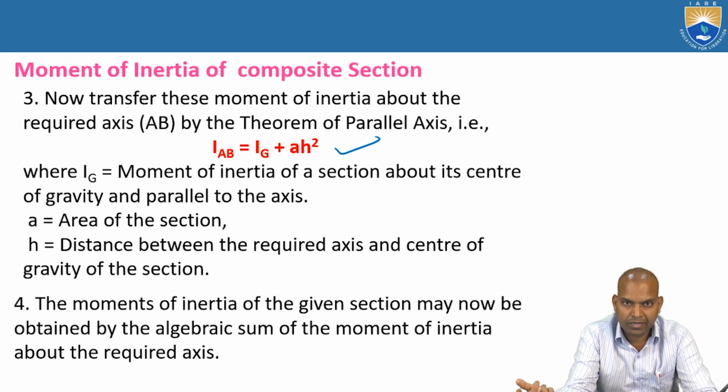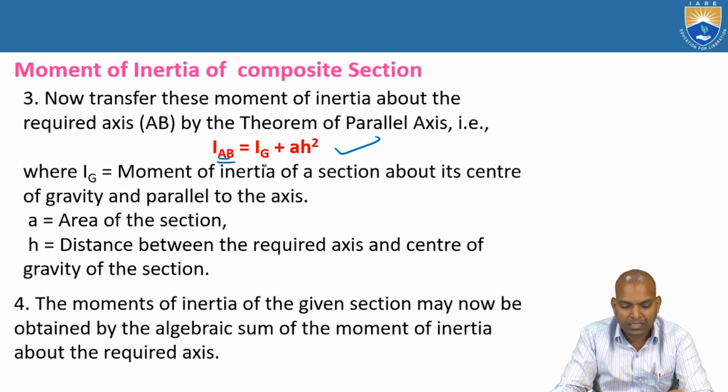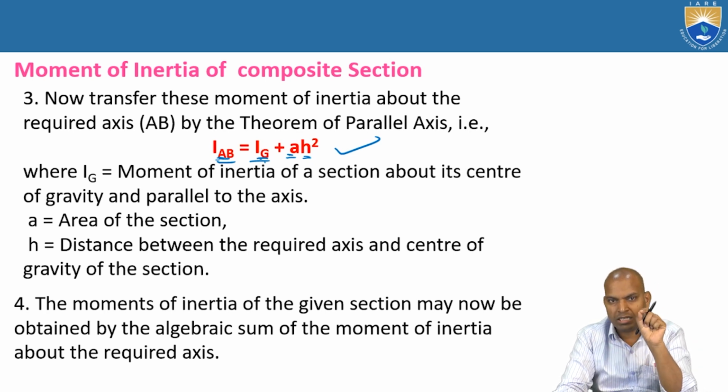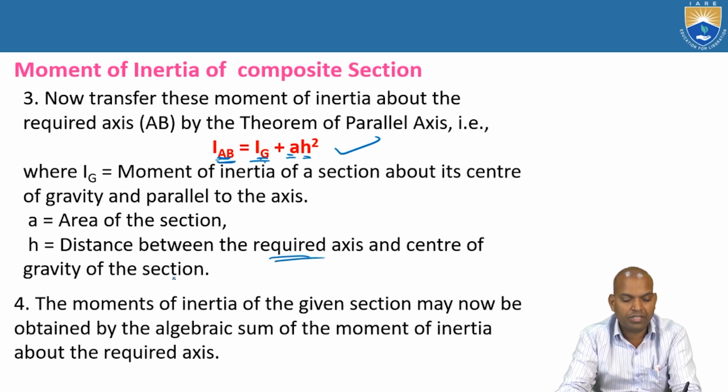Suppose it is IAB about whichever axis, at that distance; IAB equals IG. We find all the IGs. If this IAB is parallel to the horizontal axis, then IG should be about the horizontal axis parallel to this IAB axis, passing through the center of gravity of those respective sections, and A is the area of the individual section, where H is the distance between that center of gravity and this axis IAB. Here, H is the distance between the required axis and the center of gravity of the section. A is the area of the section and IG is the moment of inertia of the section about its center of gravity and parallel to the axis AB.